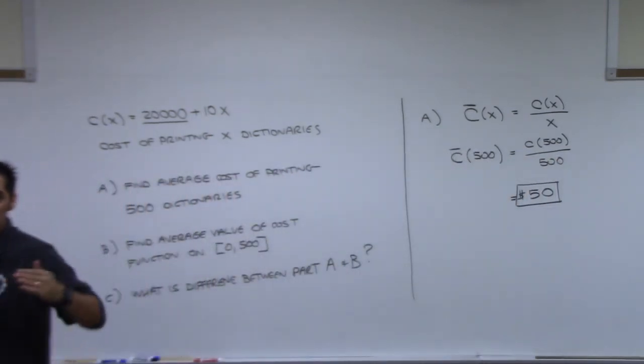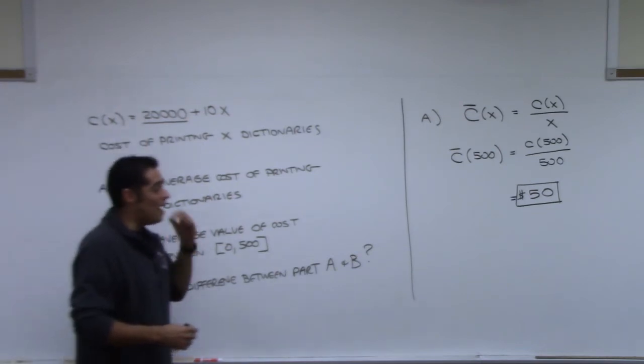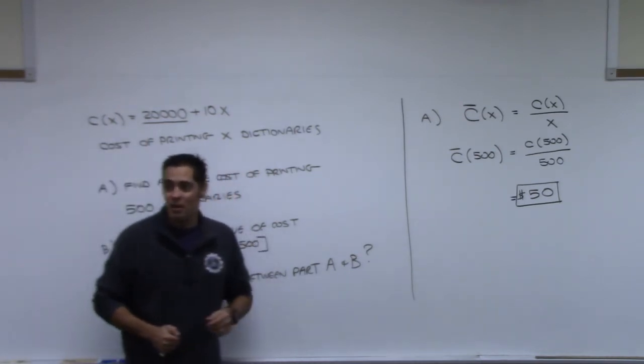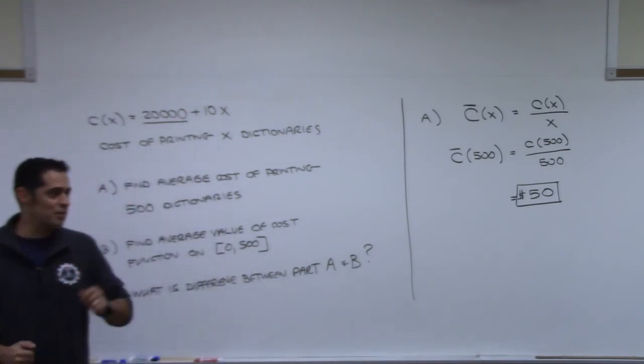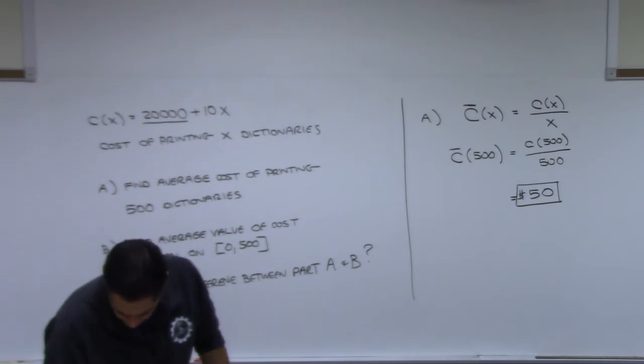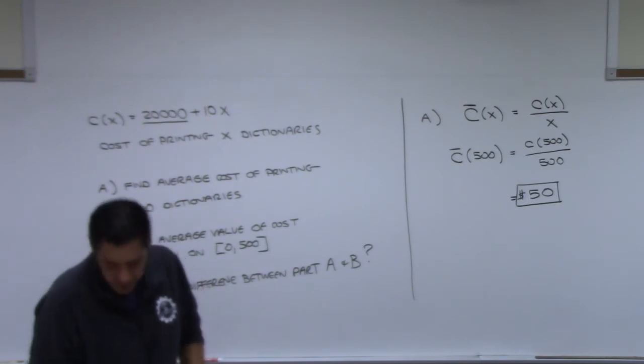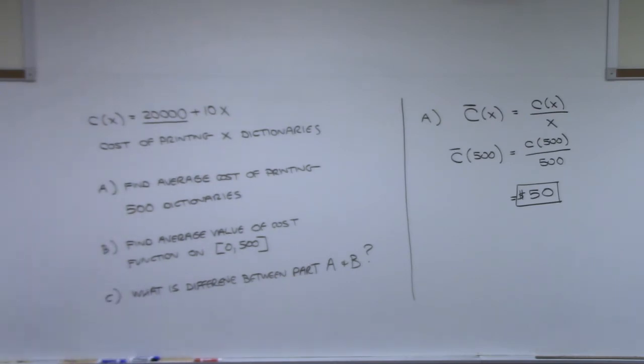If you manufacture 500 dictionaries, your cost is $50 per dictionary. Yikes. Something tells me I used a different number here, so our answers don't match.